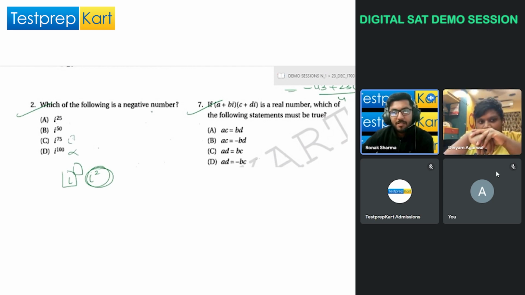This will be iota power 72 into iota cube. This is iota power 48 into iota square. And this is iota power 24 into iota. So B is correct. Absolutely good.